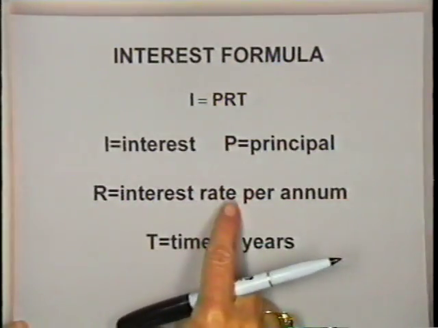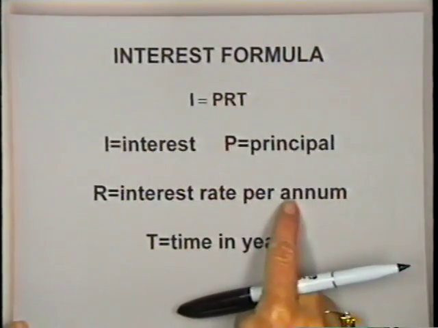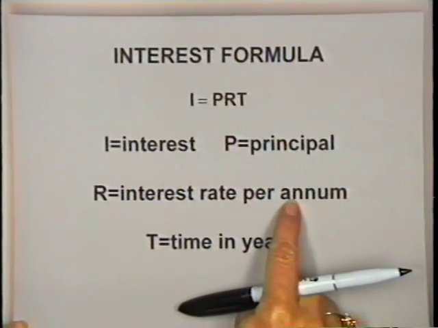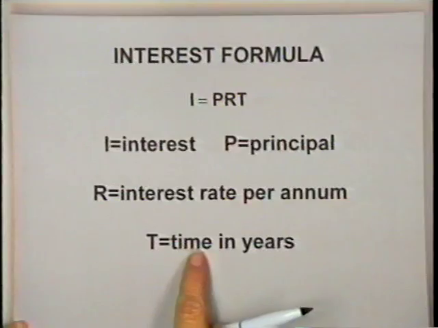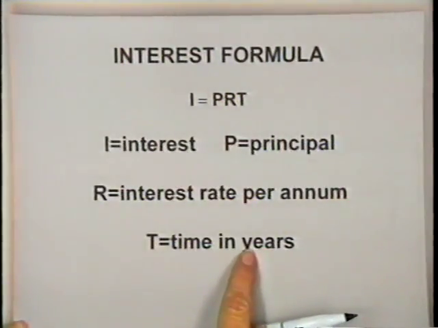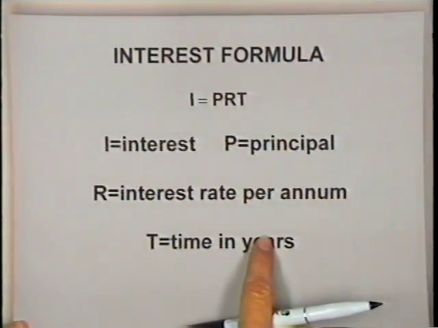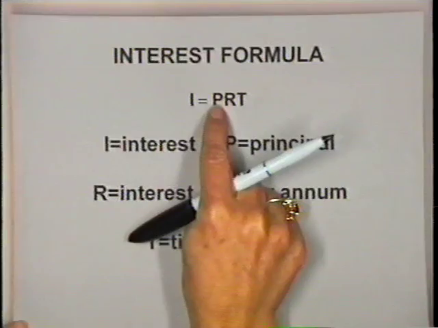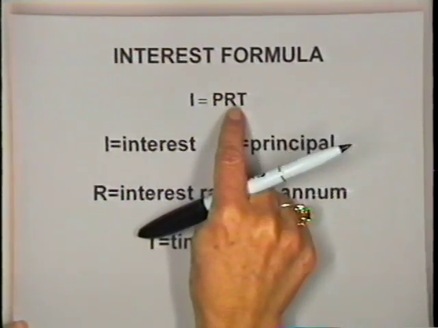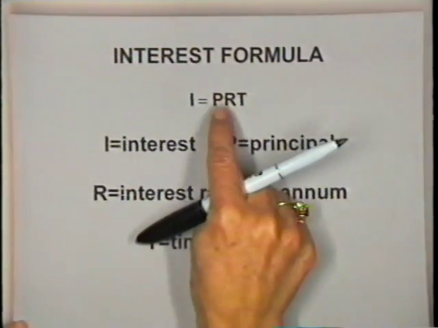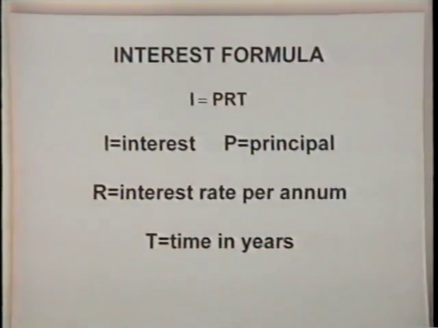R is the interest rate per annum. Now per annum is just another way of saying yearly or annual interest rate. And then T is time, and you'll notice I've said here in years. If we're given an interest rate in years, then our time also needs to be in years. So all this formula does is, if we borrow, say, $1,000 at 5% for 2 years, we would multiply these together to get what we call simple interest.